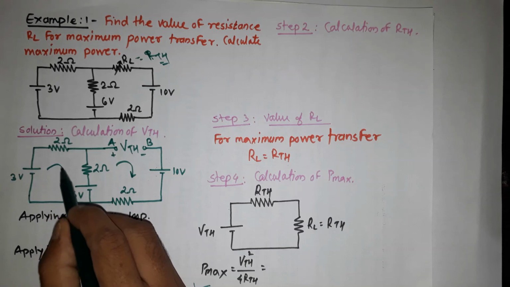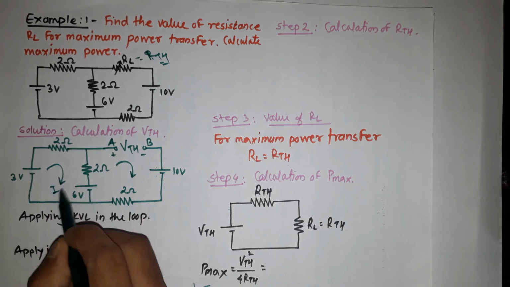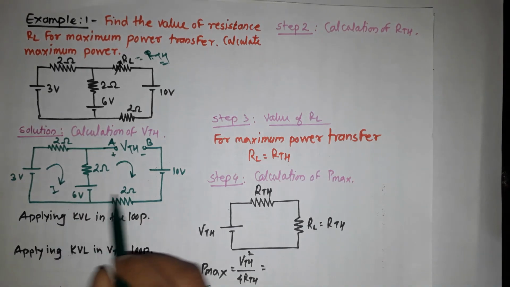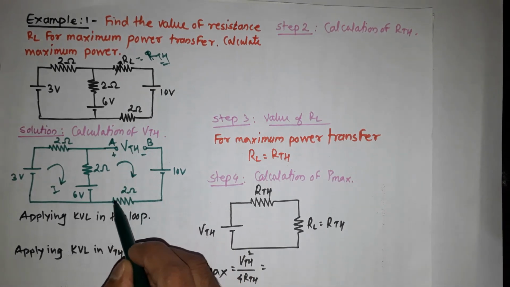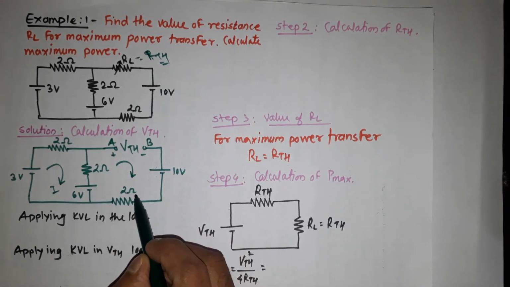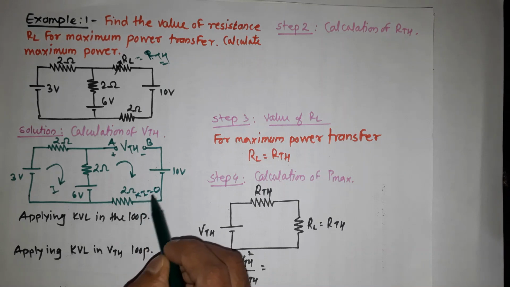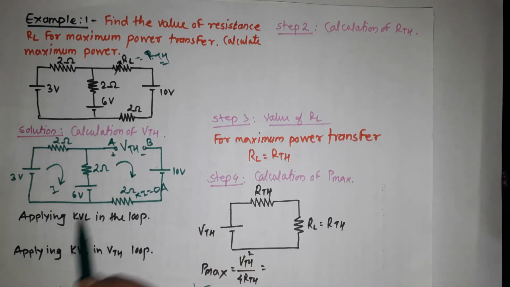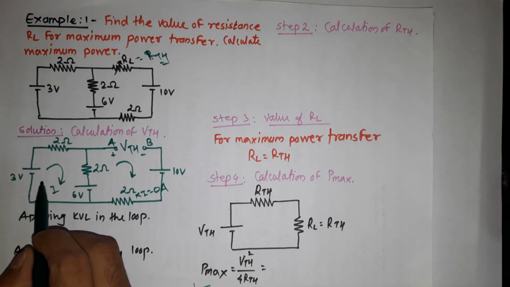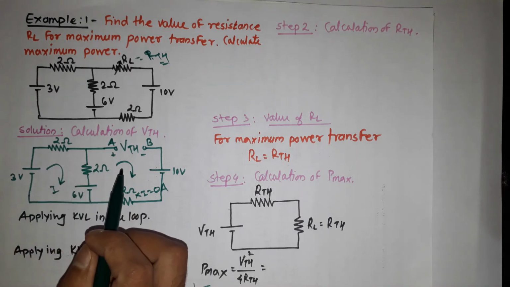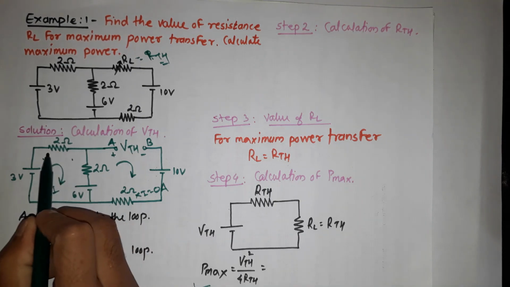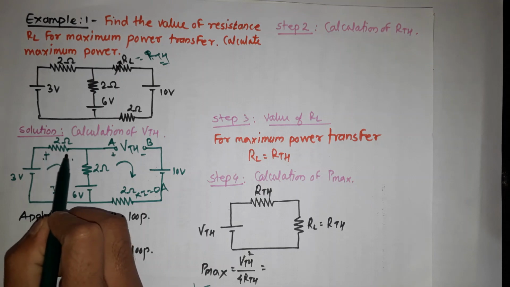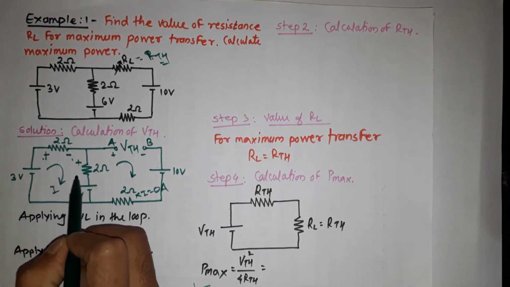So firstly we are applying KVL in the first loop, and we will find the value of the current. See here, these two terminals A and B are open circuited, so there is no current flowing through the 2 ohm resistance. So the current flowing through the 2 ohm resistance, we are considering it to be 0 ampere. So we are applying KVL in the first loop. In that case we also have to give the sign conventions. So this current is flowing like this from this terminal to this terminal. So this terminal is plus, that means start is plus, end is minus. For this it is plus through minus.